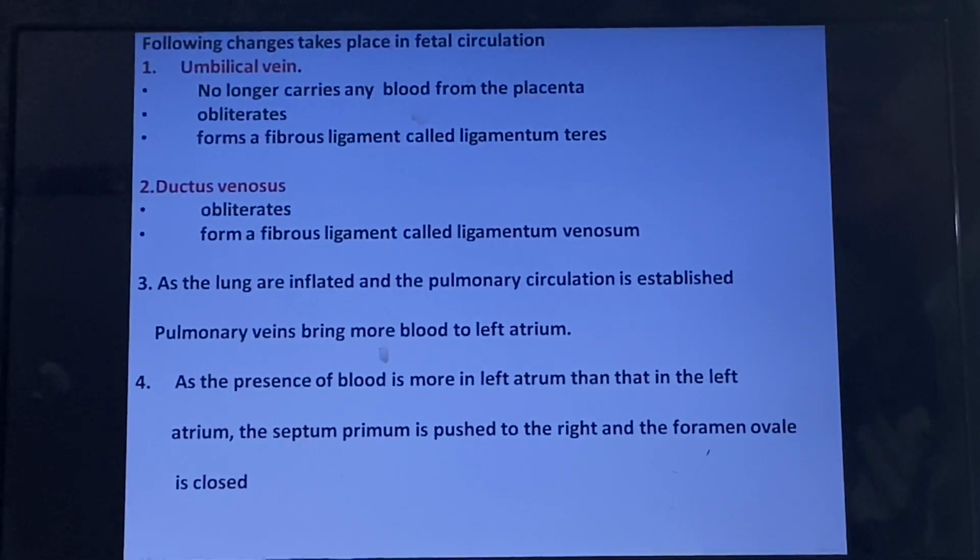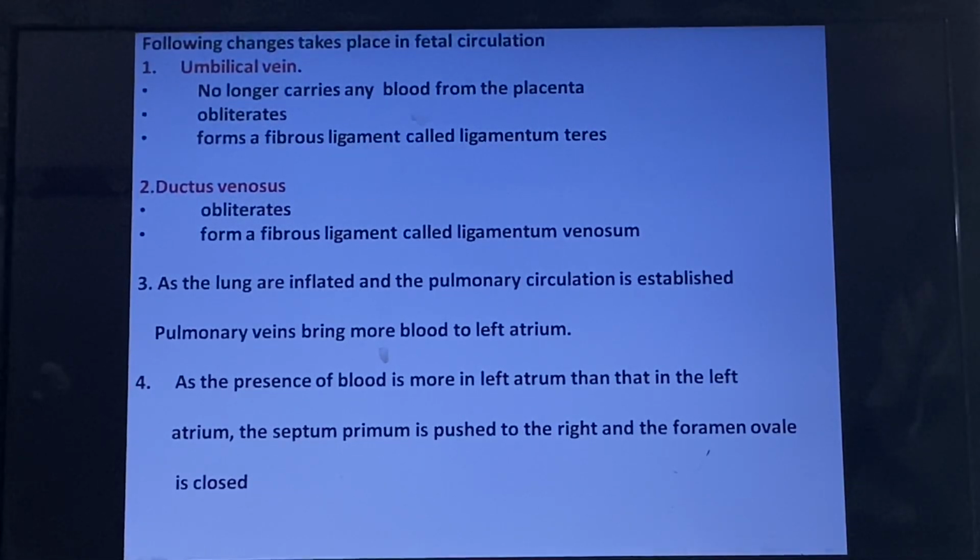First, the umbilical vein no longer carries any blood from the placenta. So the umbilical vein obliterates and it forms the fibrous ligament called ligamentum teres. Then the second change: the ductus venosus obliterates. It forms a fibrous ligament, that is ligamentum venosum. Then as the lungs are inflated and the pulmonary circulation is established, the pulmonary veins bring more blood to the left atrium. And what is the next change?